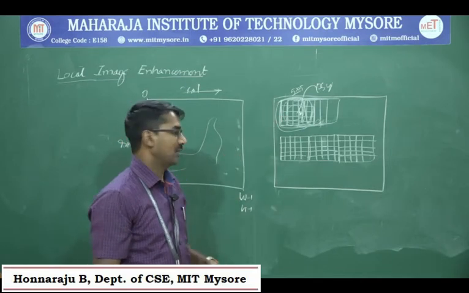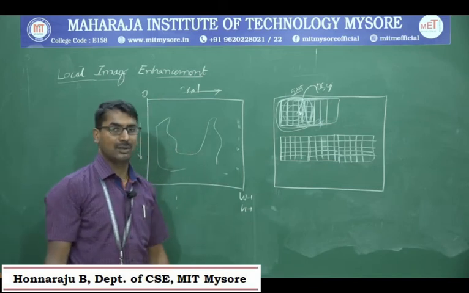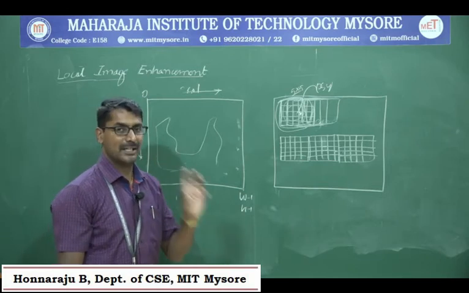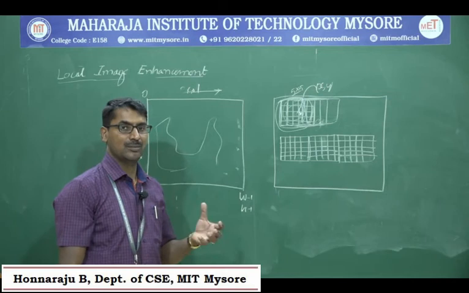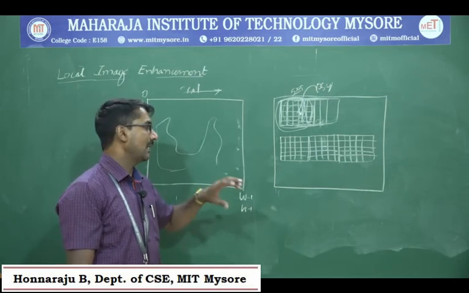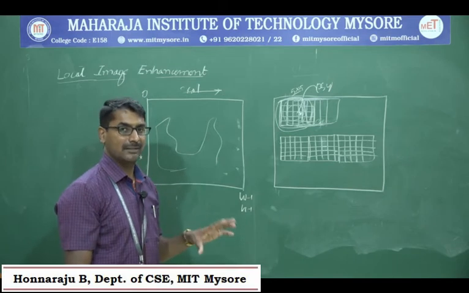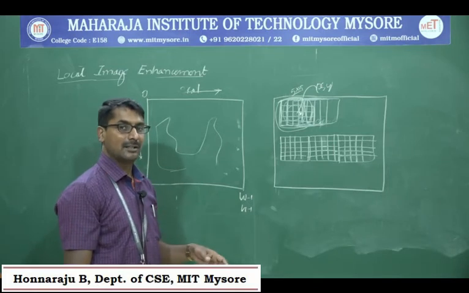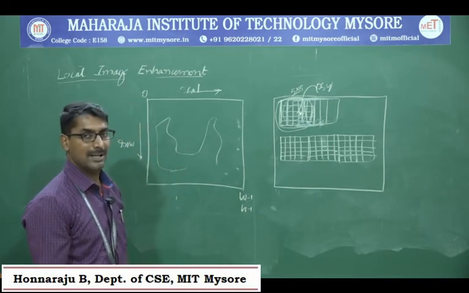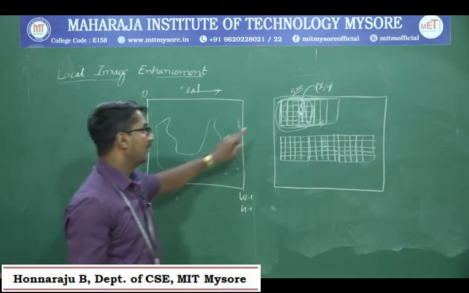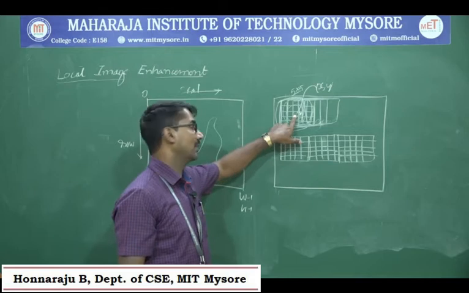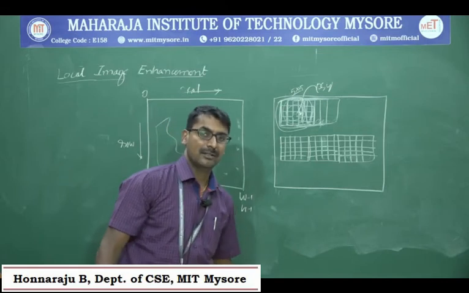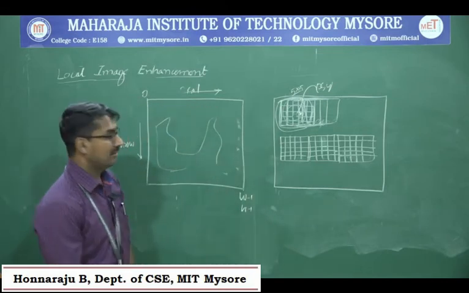So in local image enhancement, instead of enhancing the image at the global level, your image will be enhanced at the local level. The small area will be considered, and the small area is considered as a window. Then the image is enhanced by considering the local pixel values or neighboring pixel values. So the enhancement is done on an overlapping or non-overlapping basis. Here one pixel will be enhanced by considering the neighboring pixels. The center pixel is considered as x comma y, and it will be enhanced by considering the neighboring pixels. Okay, that is about local image enhancement.